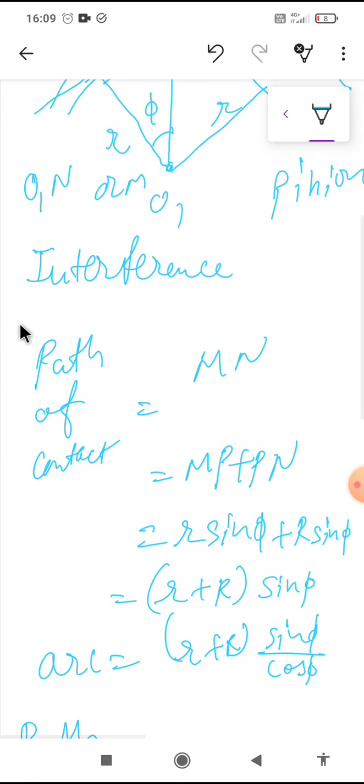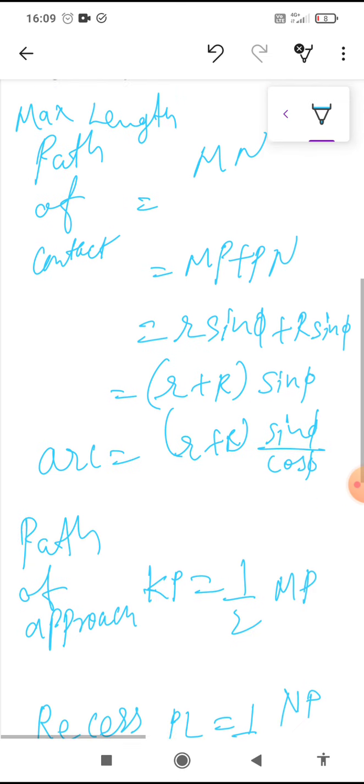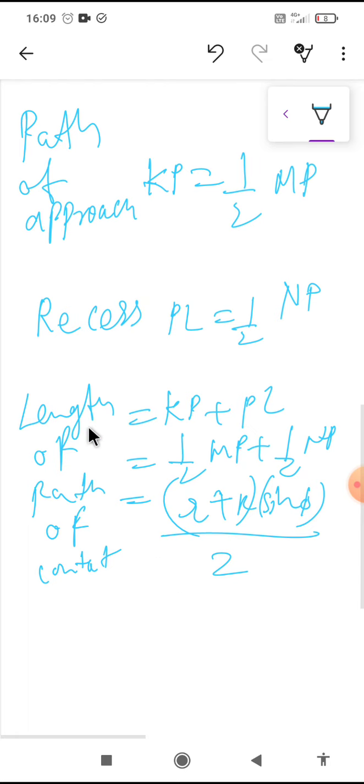This is the maximum length of path of contact, it is MN. In the real path it is divided by 2, that is 1/2. That is the real half, and that is the ideal half, it should be. So this is the interference, this is how interference is caused.